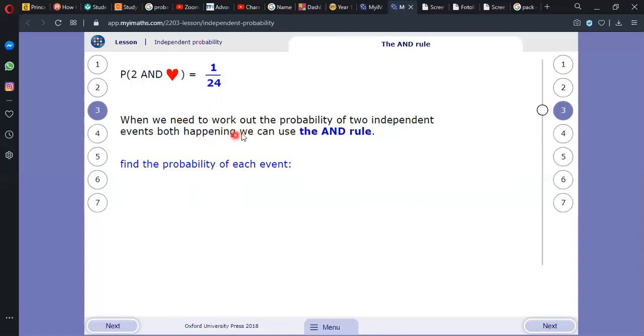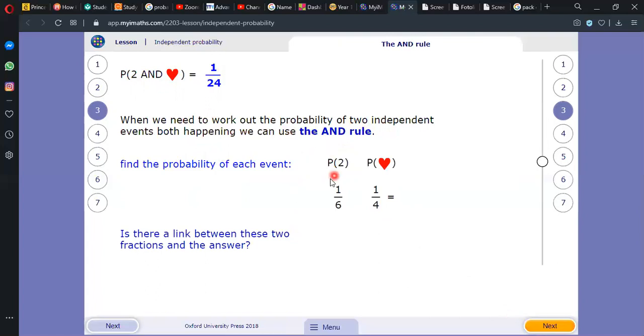But when we need to work out the probability of 2 independent events both happening, we can use what we call the AND rule. We want to find the probability of each event. Let's do that now. Well, the first one is probability of getting a 2 on a fair dice. Of course, we know that already from previous lessons, that will be 1 over 6. And the probability of getting a heart from a pack of cards is 1 over 4. Guys, you should know that this 1 over 4, I'm sure some of you will be thinking, how did they get 1 over 4 for the probability of getting a heart in a pack of cards?